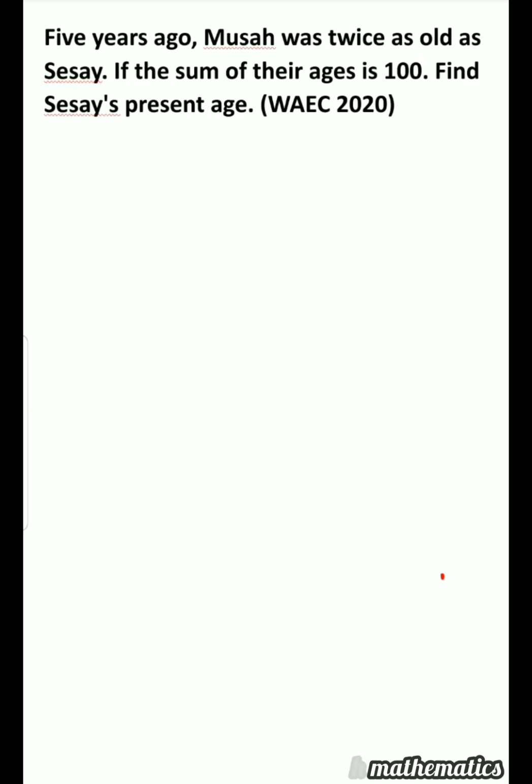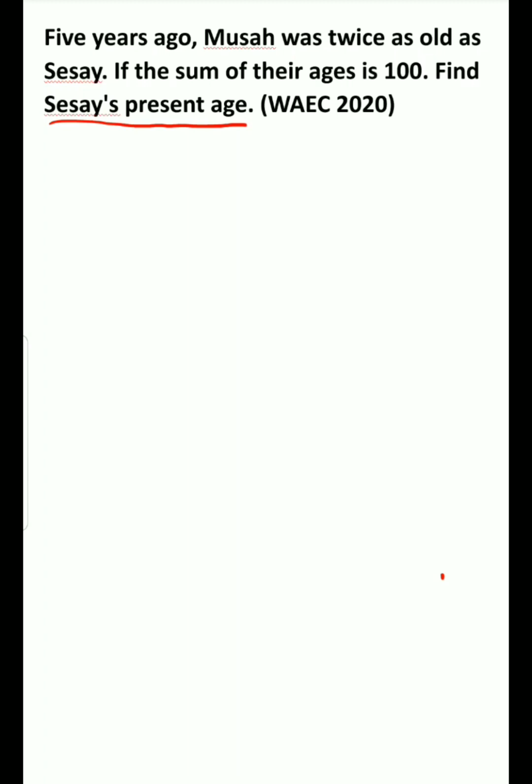The next question. 5 years ago, Musa was twice as old as Sise. If the sum of their ages is 100, find Sise's present age. The main problem is to find Sise's age. Whenever you have a word problem like this, the first thing to do is to identify the problem.